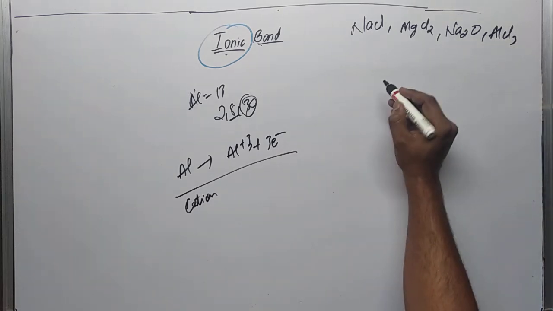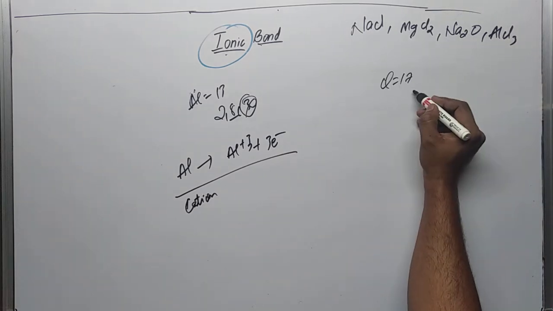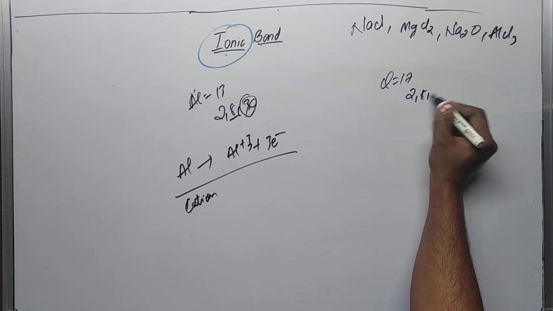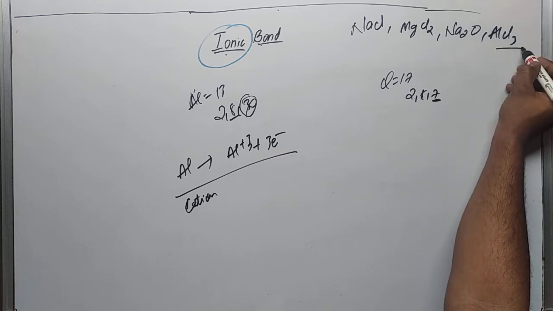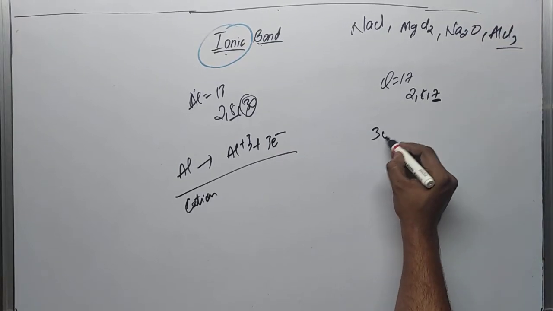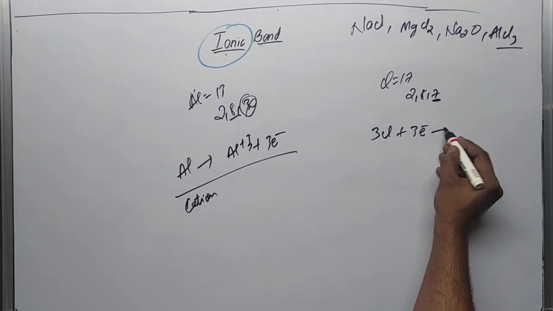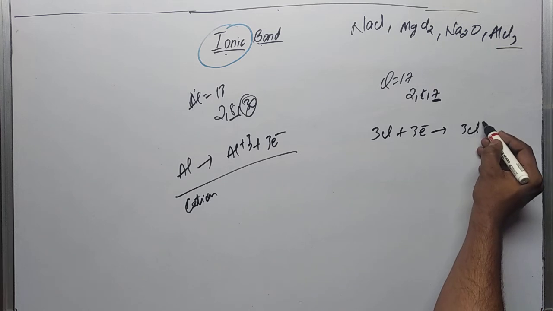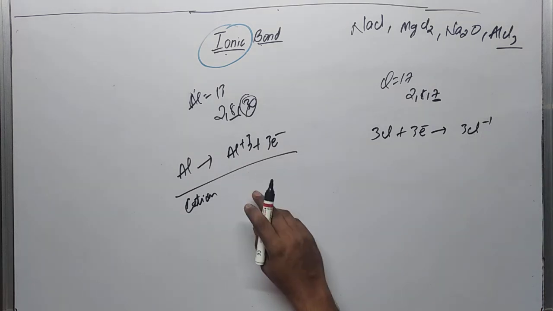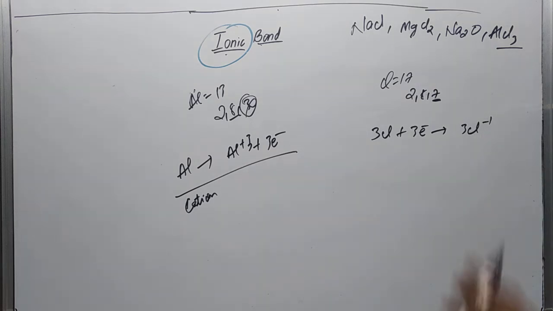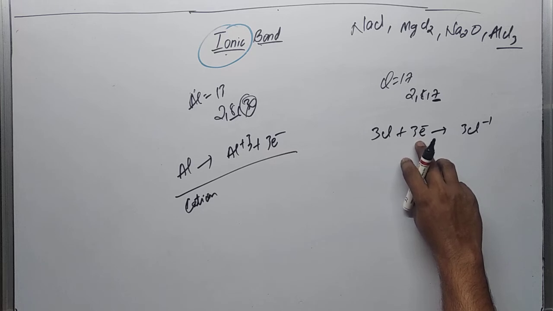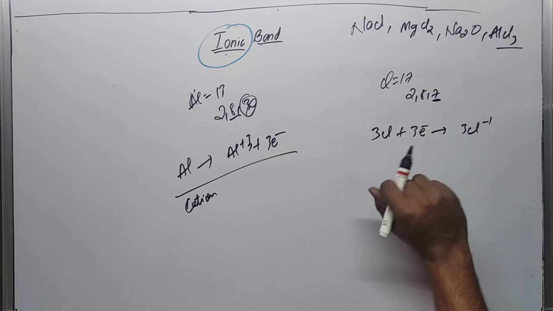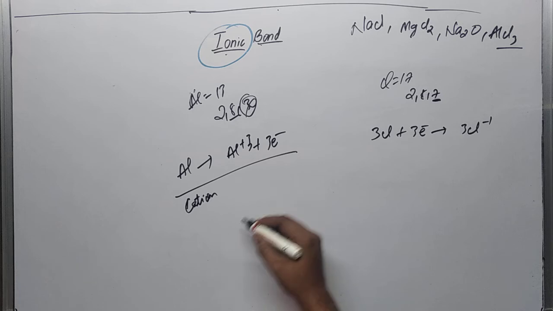Next, chlorine. Chlorine, we already know, has 17 electrons, so 2, 8, 7. To make it 8 we need 1 electron. But here we have 3 chlorines. So 3 chlorines will be gaining 3 electrons to become 3Cl minus 1. Okay, so each one has one charge. So here we have a 3, and it will be gaining 3 electrons.